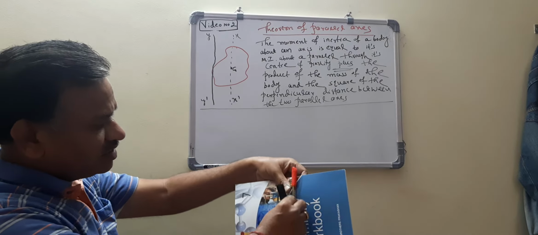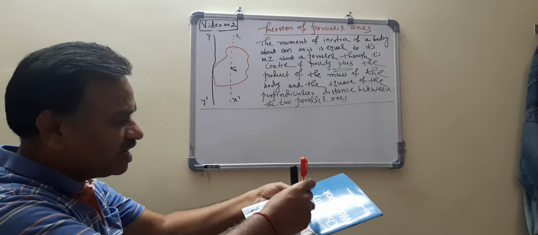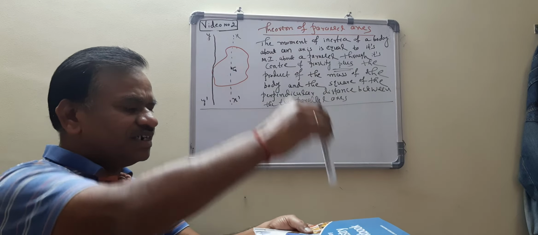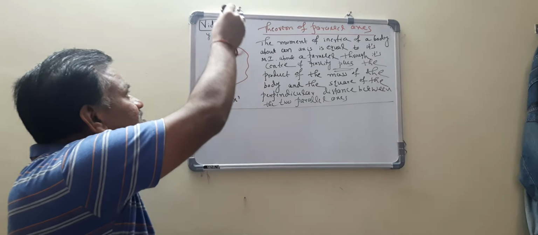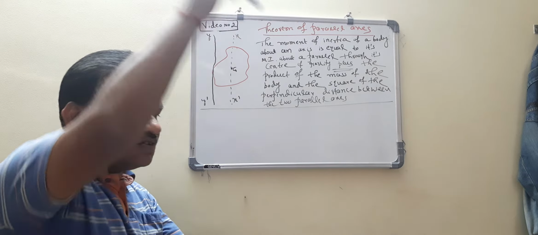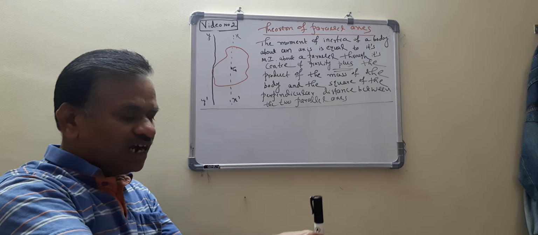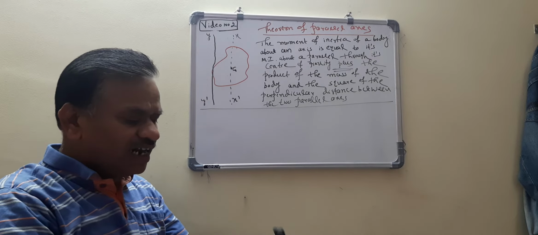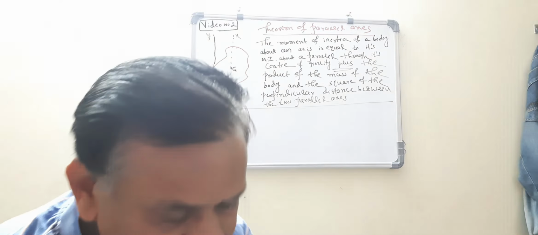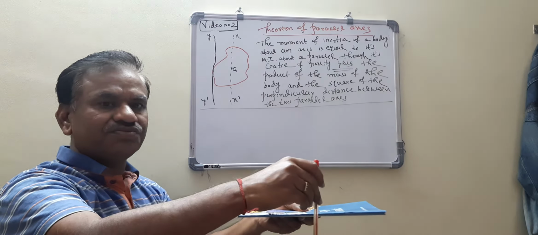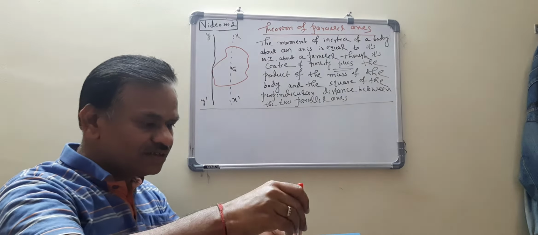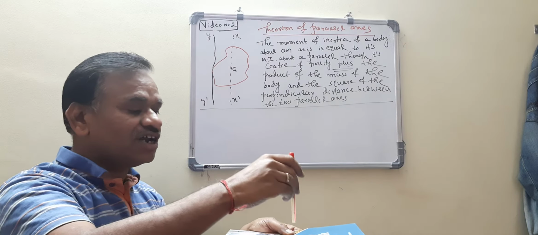This axis is passing through the center of gravity. This is x dash. Visualization is required. Imagine one axis passing through it, and I am considering another axis like this. This and this, how are they? Parallel. This axis and this axis, how are they? Parallel.